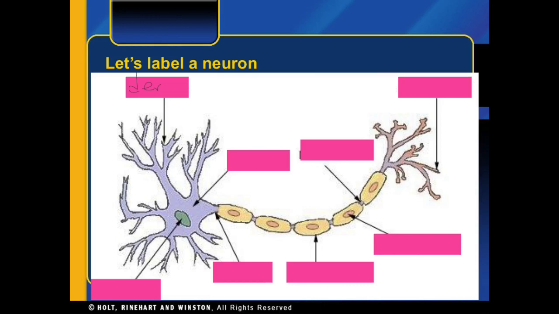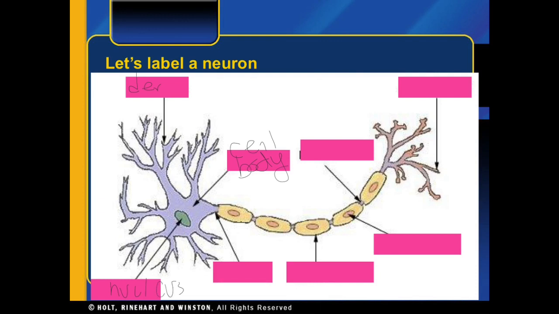Going clockwise, we have the cell body. So the cell body is the main part of the cell, and that's where the organelles are. And so you can see that the dendrites come off of the cell body. All right, actually I'm not going to go clockwise. We're going to go down because we just did cell body. The inside of the cell body, because this is a eukaryotic cell, that is a nucleus.